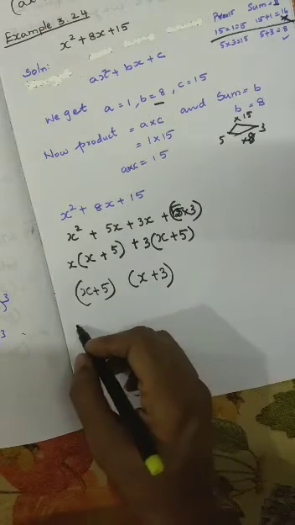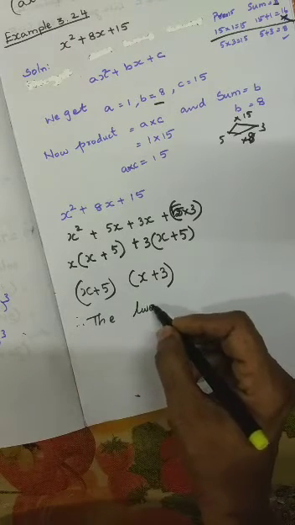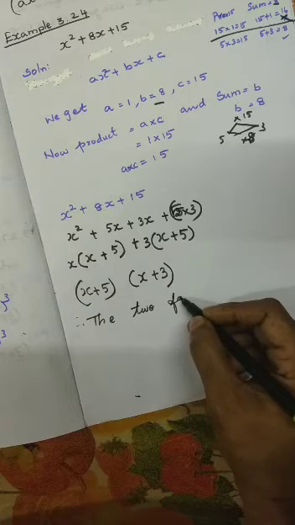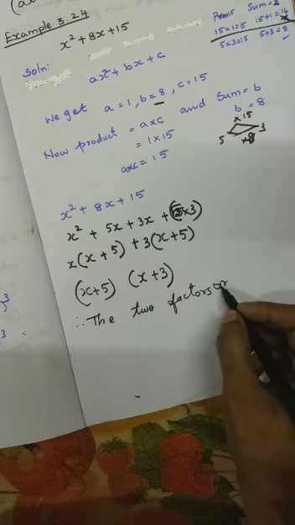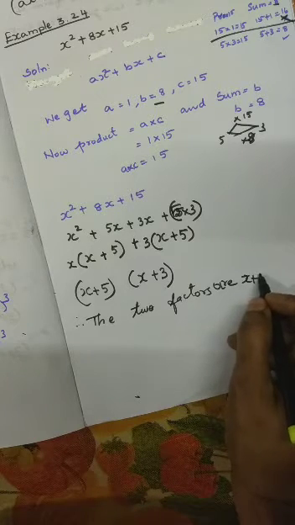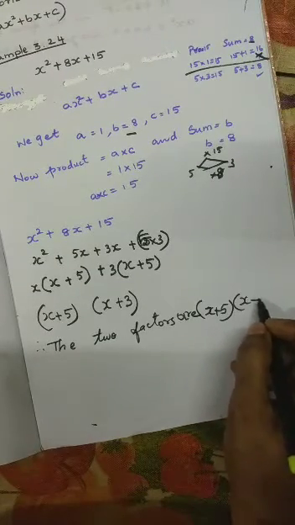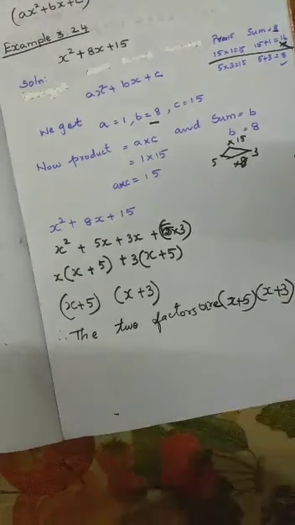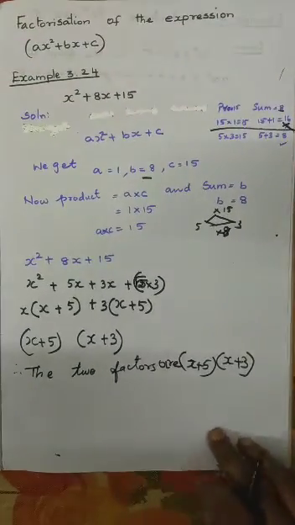Okay, therefore the two factors are x plus 5 into x plus 3. Have you understood? I shall say again one time.